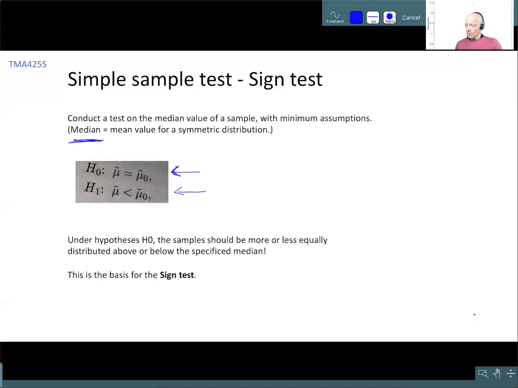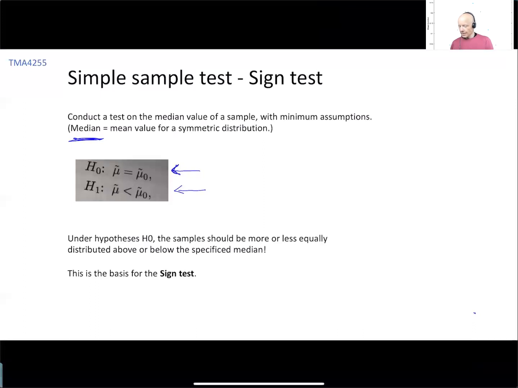To conduct this test, we will actually look at the samples, and that's it, and check if the samples are below or above this specified median. Since the median splits the sample 50-50%, this should be more or less equally distributed. We should have about the same number of samples below as we have above the median. So it's a relatively simple test of just counting the data above and below mu tilde 0.